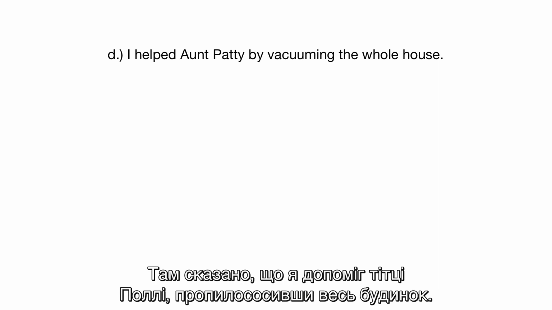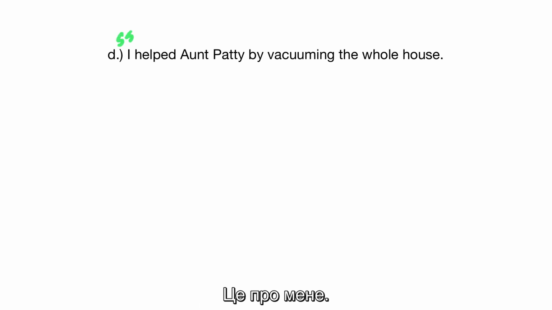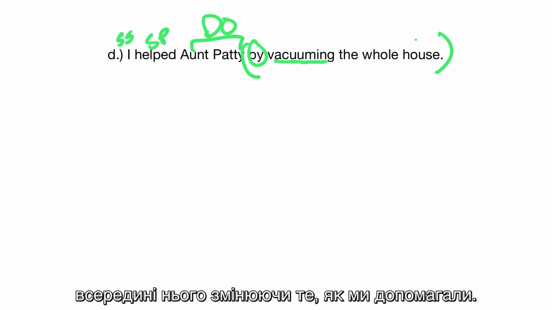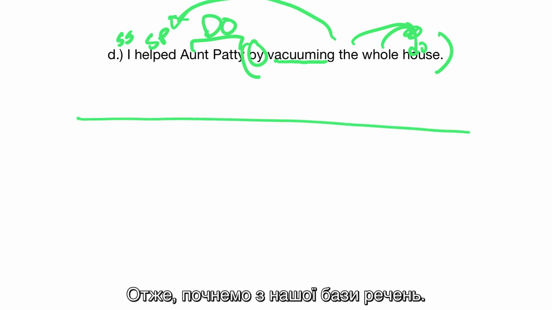It says, I helped Aunt Polly by vacuuming the whole house. Who or what is this about? It's about I. What did I do? I helped. What did I help? Aunt Patty. And then by vacuuming the whole house is a prepositional phrase that has a gerund phrase inside of it, modifying how we helped. So let's start with our sentence base.